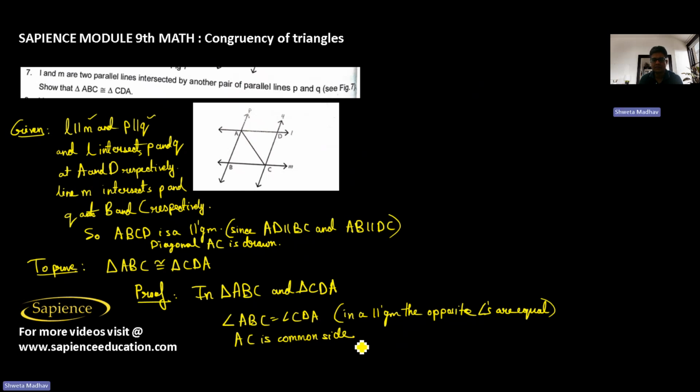And we can say that angle BAC will be equal to angle DCA. Why? Since they are alternate interior angles. So angle BAC will be equal to angle DCA, as alternate interior angles are equal.